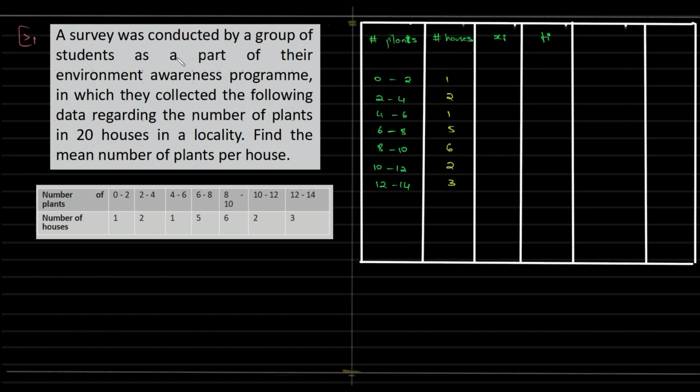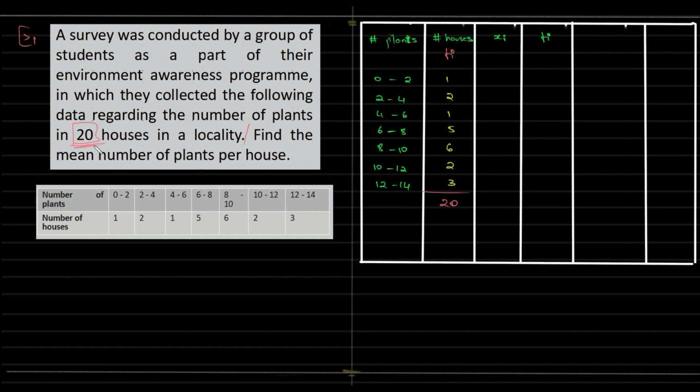A survey was conducted by a group of students as a part of their environmental awareness program, in which they collected the following data regarding the number of plants in 220 houses, in a locality. So by default, your fi will be equal to 20. Can you guess why?